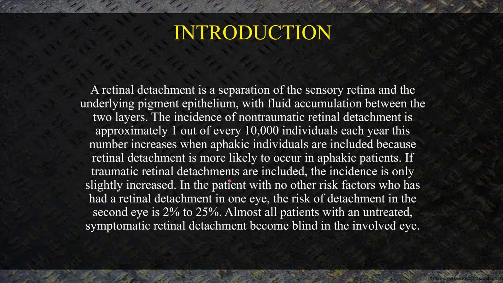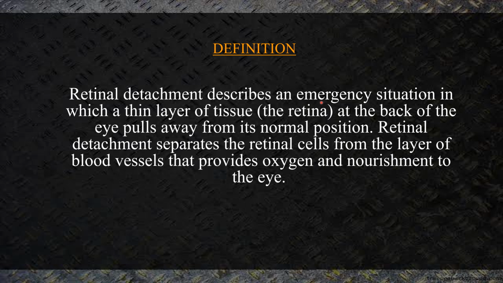Now coming to the definition, it is written: retinal detachment describes an emergency situation in which a thin layer of tissue, the retina at the back of the eye, pulls away from its normal position. Because of the detachment, the retina has come to some other position rather than its normal position. So what will happen? The retina has got detached from its blood vessels, so it will not get proper oxygen and nourishment, which it normally gets from the blood vessels. So eventually blindness will be there, necrosis can be there.